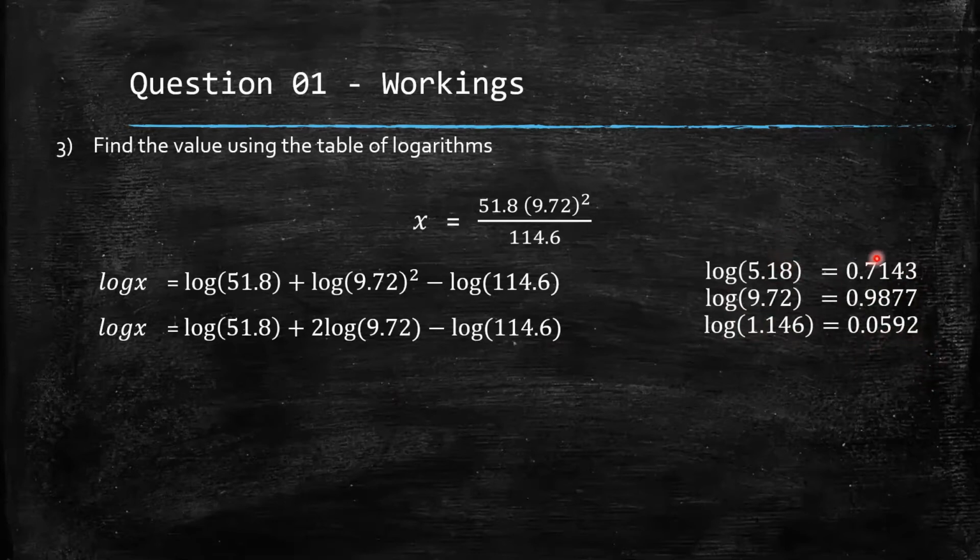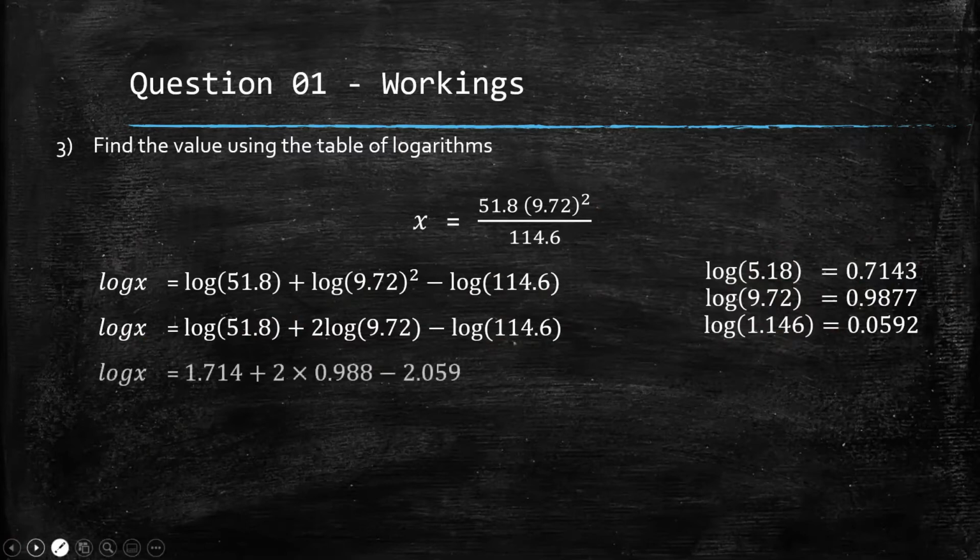Now you cannot apply these values straight away here. Why is that? Here it is 51.8, but we found for 5.18. Here you can apply 9.72. It will be straight away this value. And here once again you cannot apply. Here it is 114.6, but we got the value of 1.146. So how are we going to solve it?